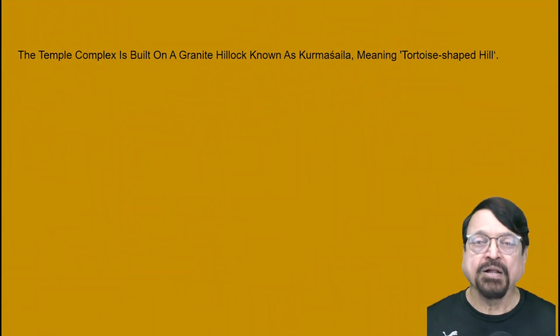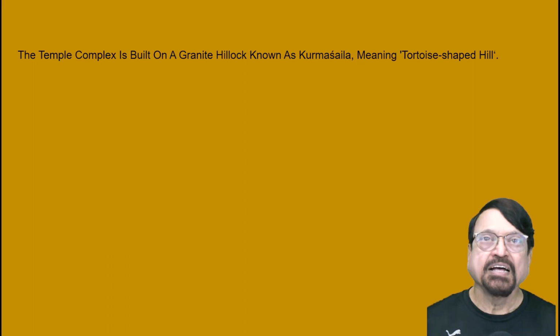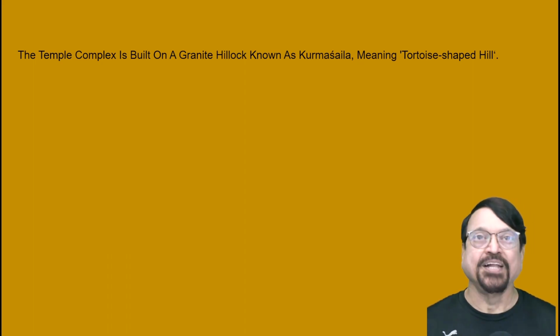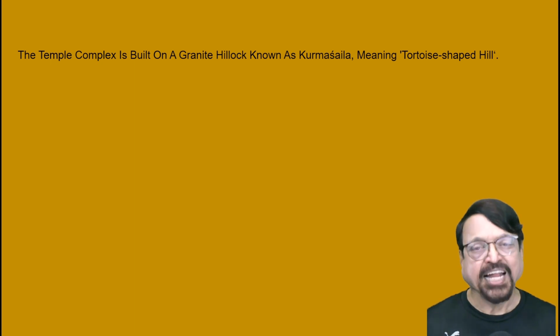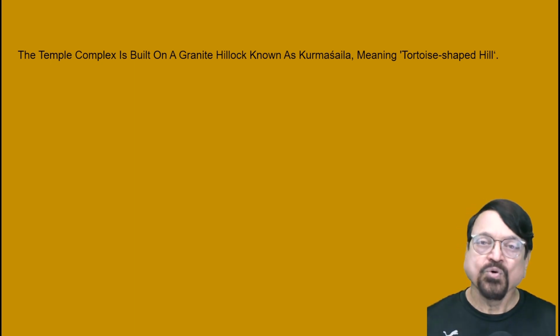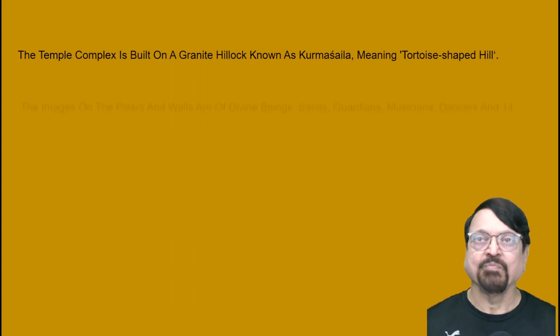Now the temple complex is built on granite hill rock. Now what is the name of it? The name is derived from two words. First is Kurma. Kurma means tortoise, Kachua. And second is Shila or Shaila. That is, Kurma Shaila is a name derived from the shape of a tortoise and a big rock. The temple is built on it, that's why the name.